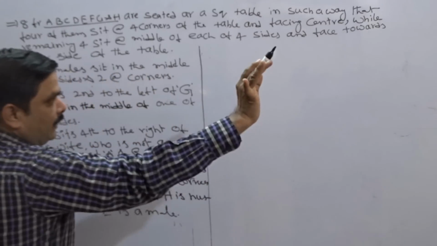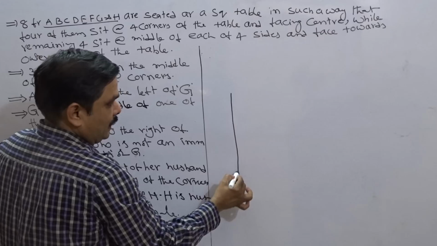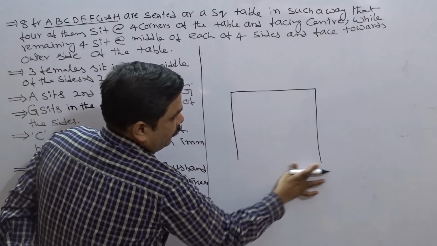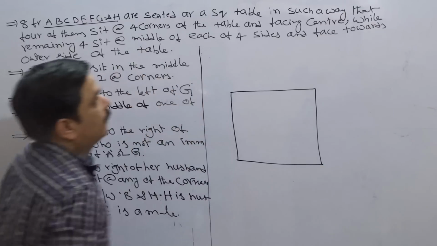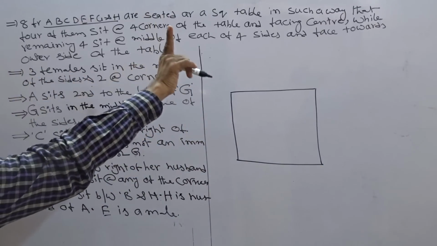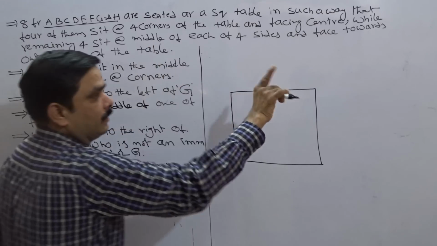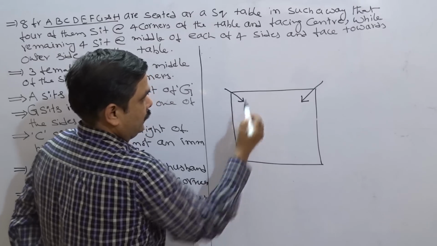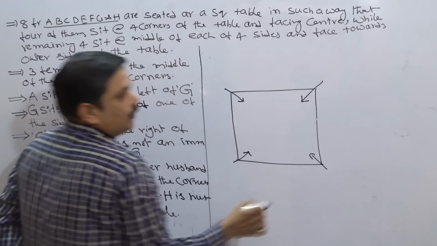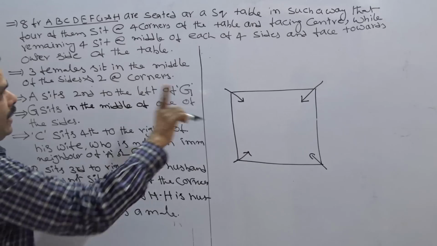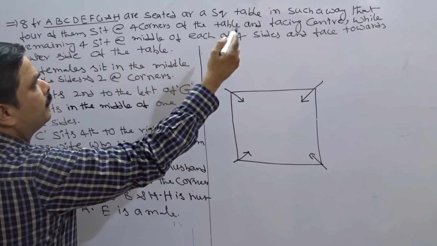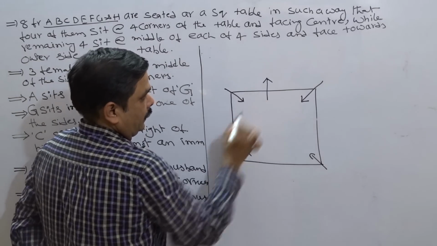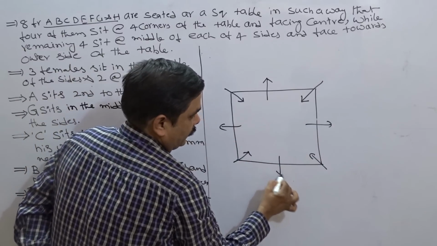The first one, I am starting like this. Now I am taking a square. Whether it is square or rectangle, it doesn't matter for us because we need 4 vertices, that's all. Now I have taken the square. Now clearly 4 people on the corners facing the center, just as we did in the previous one. I need to show this with arrows. Then the remaining 4 sit at the middle of each side and face towards the outer side of the table. Of course this is outer, and this is outer.